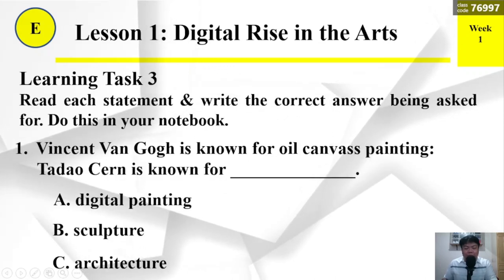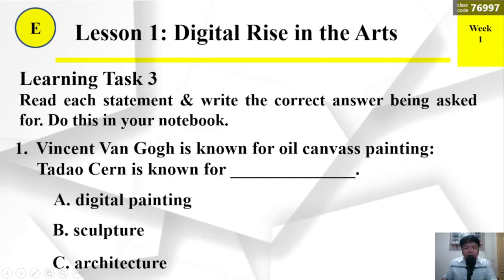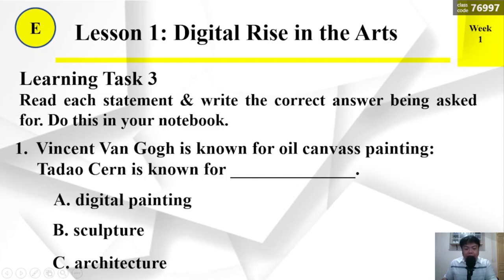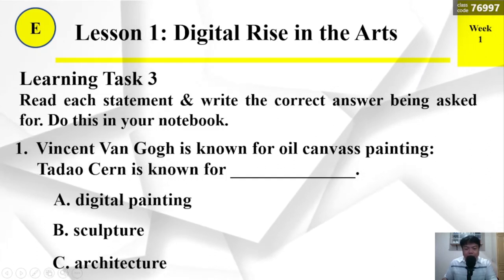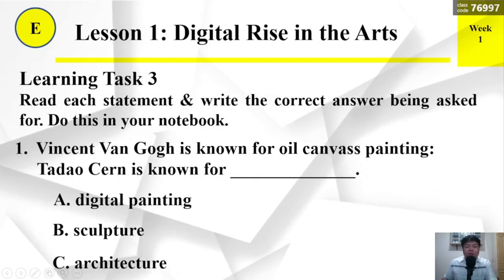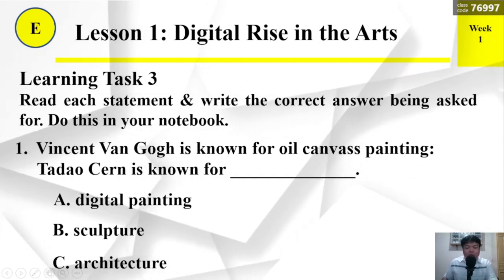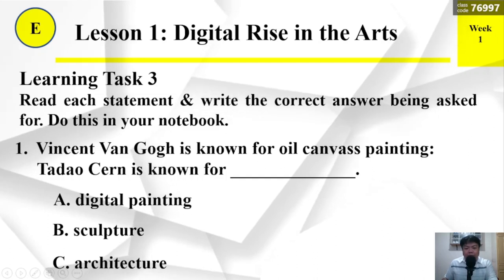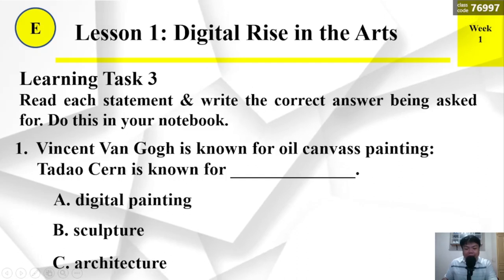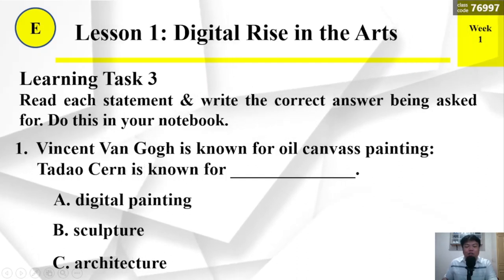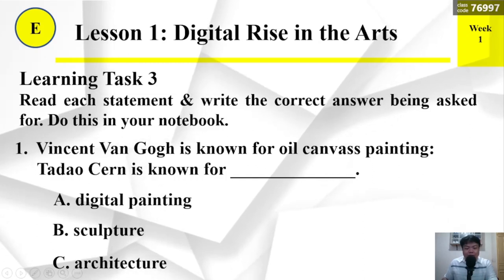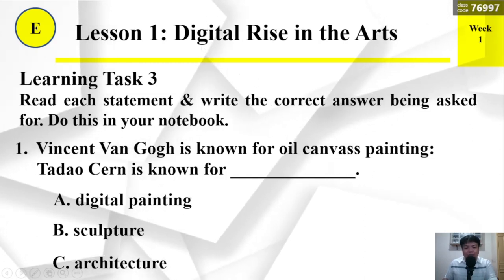Learning task number 3. Read each statement and write the correct answer being asked for. Do this in your notebook. Number 1. Vincent van Gogh is known for oil canvas painting. Tadao Cern is known for blank. A. Digital painting. B. Sculpture. Letter C. Architecture.